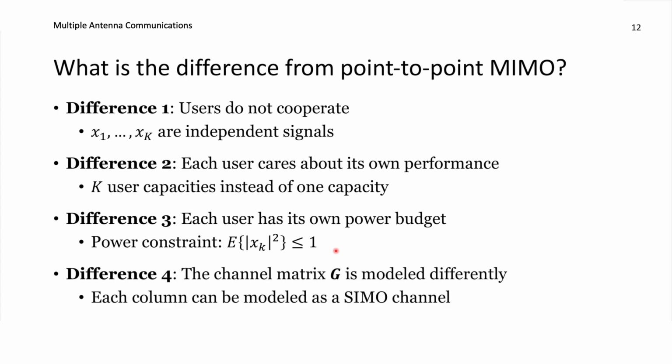Difference number 4 is that the channel matrix G is modeled very differently from the point-to-point MIMO case, even if the equation y is equal to G times x plus n is very similar.